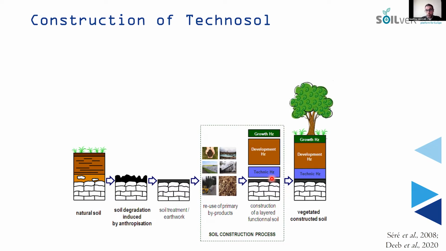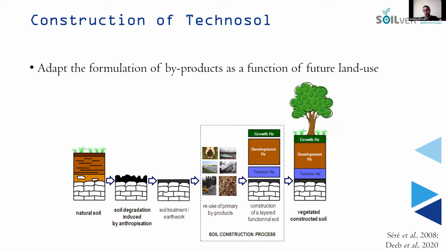In this case, you could consider creating a new soil, but not by using natural resources such as peat or topsoil, but by recycling waste or byproducts. And then you could create a new soil layer by layer, horizon by horizon, also by mimicking the natural organization of soils in order to promote the development of vegetation. As I will later explain, one of the advantages of such an approach is that you could adapt the formulation, the recipe, like when you are cooking, you can adapt the recipe of these constructed technosols to the future land uses.